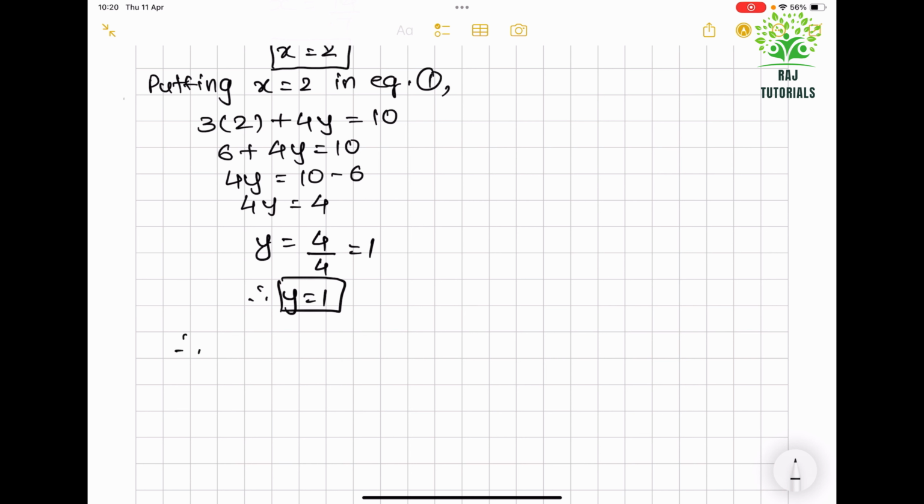So therefore the solution set is x comma y equal to 2 comma 1. So whichever way I did, I got the same solution. So both the methods I can use here to get my solutions.